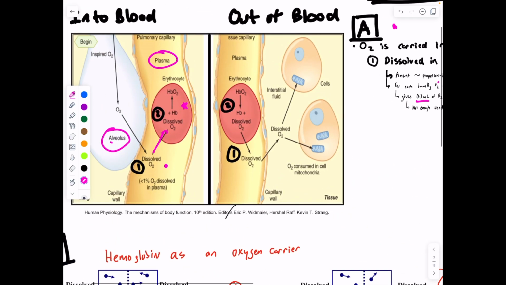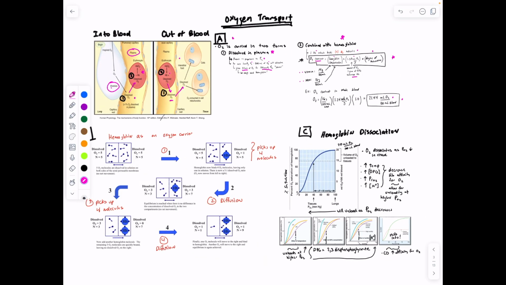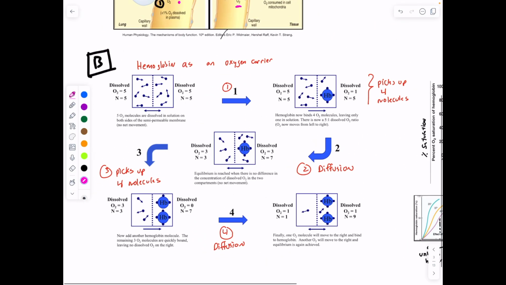We have, of course, our oxygen taken up by hemoglobin, and then when you get to the tissue, we want our oxygen to dissociate from the hemoglobin, go back into our plasma, and then diffuse into our cells overall. All right, and so before we talk about oxygen dissociation from hemoglobin, this is just another illustration of what's going on when we introduce hemoglobin as an oxygen carrier.